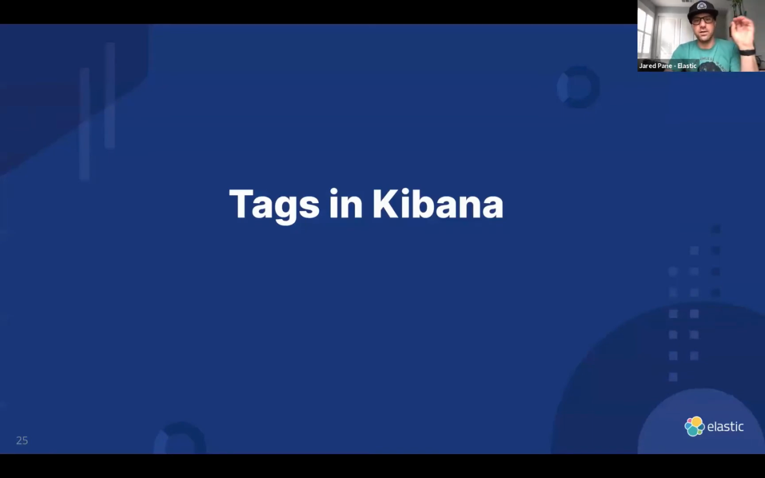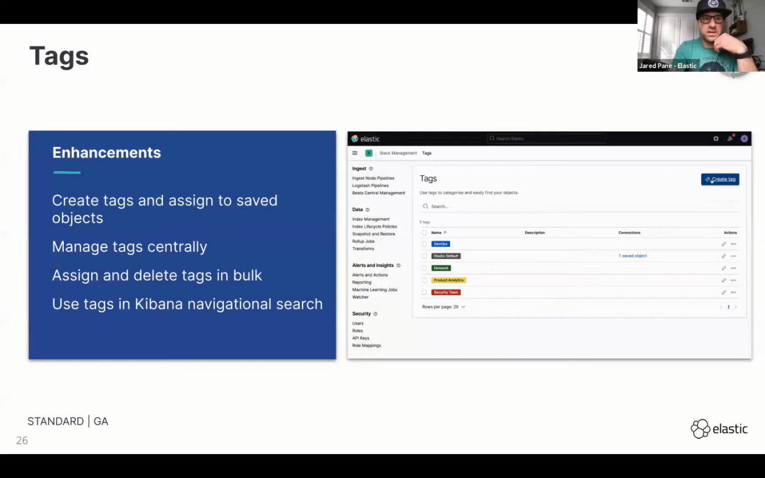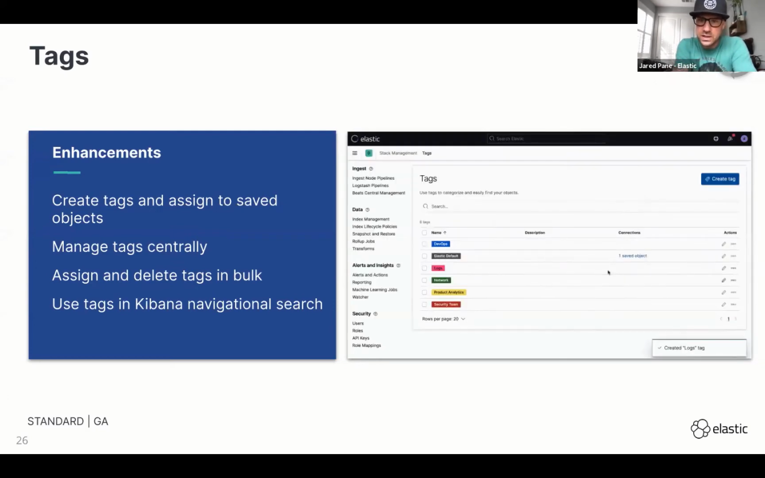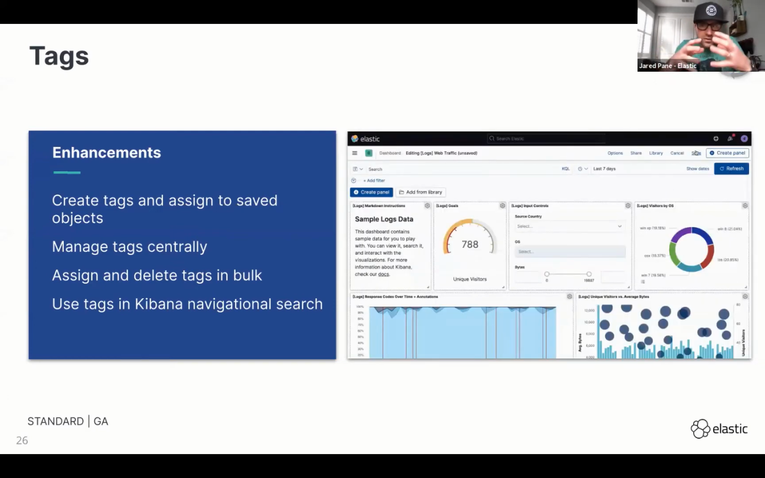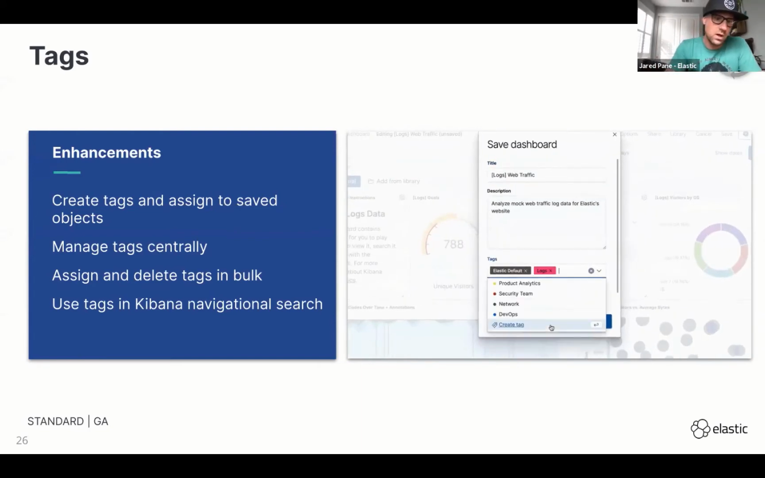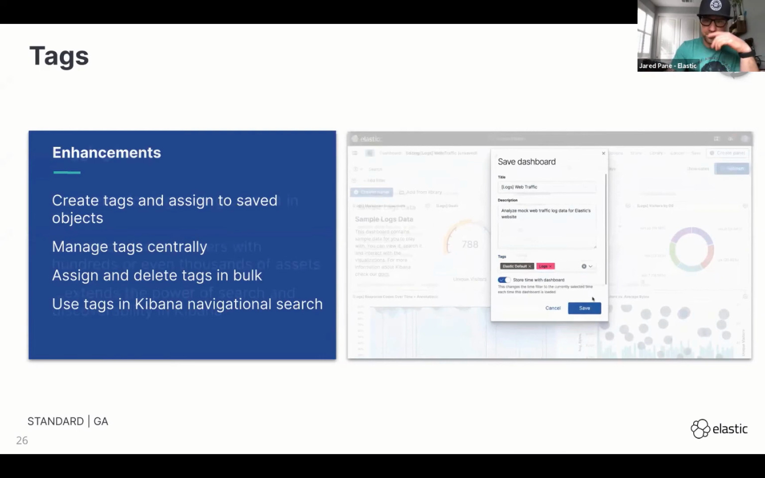Tagging in Kibana. This is a big deal. Everyone asks, well, can you tag things? And prior to this, it was like, well, yeah, you could tag things on ingest, but now you can manually tag things in Kibana. So as you're going through here, you can tag them and assign to saved objects. You can manage all of your tags in one centralized location with their tag management admin console. Then you can assign and delete them in bulk.